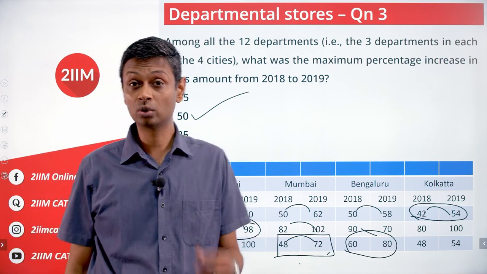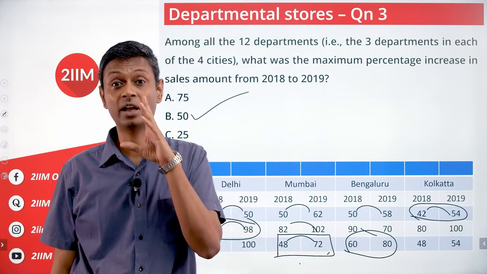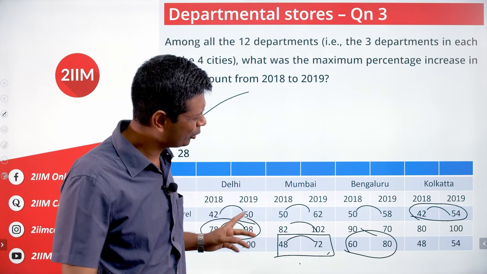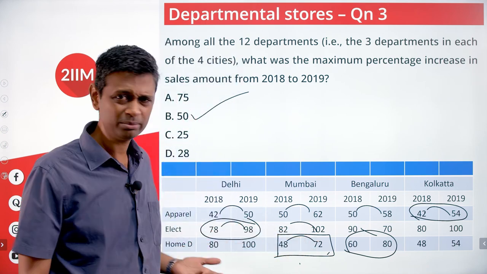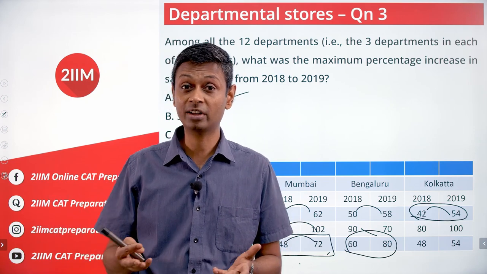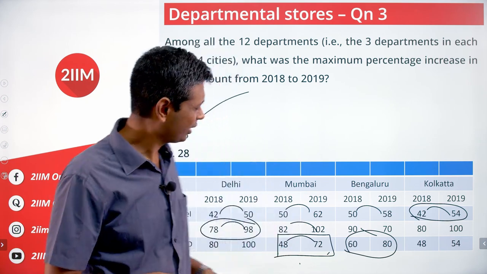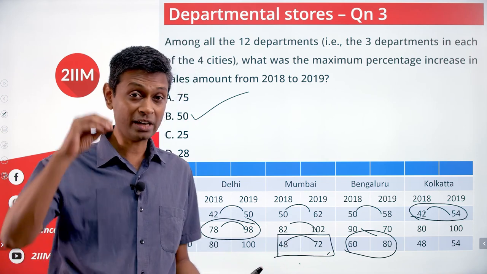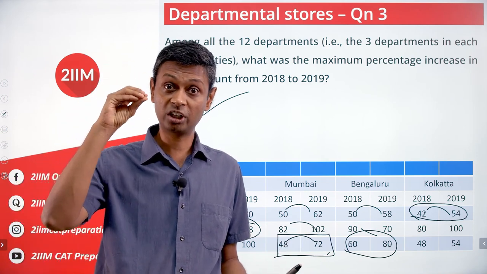The key thing here is to retain some form of RAM. You can't compute all 12 numbers and then answer this. It's going to be too time consuming. We don't have an Excel file to plug in a formula. You have to keep on scrolling, and then your antenna should go up when there is something significant.